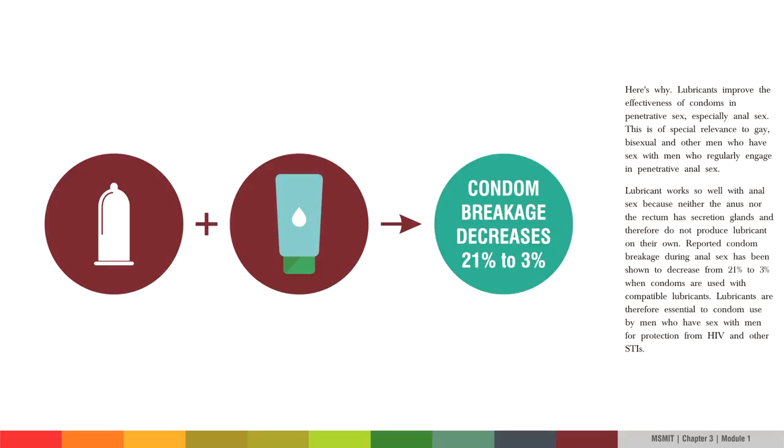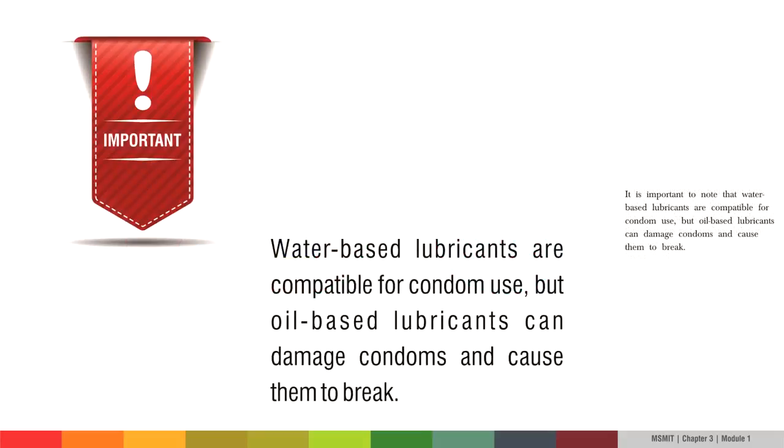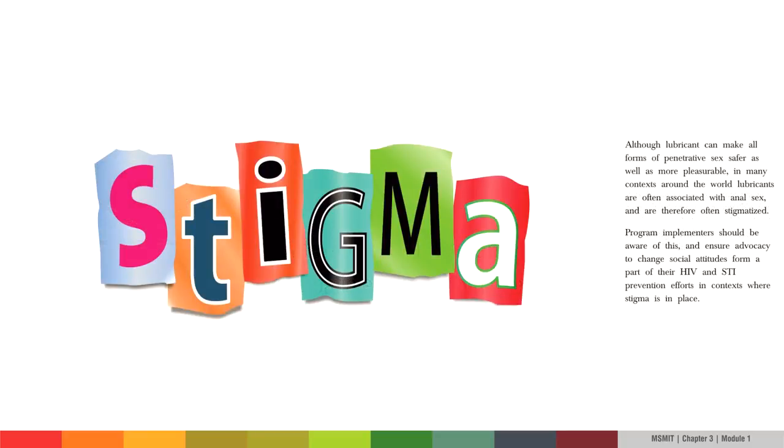Lubricants are therefore essential to condom use by men who have sex with men for protection from HIV and other STIs. It is important to note that water-based lubricants are compatible for condom use, but oil-based lubricants can damage condoms and cause them to break. Although lubricant can make all forms of penetrative sex safer as well as more pleasurable, in many contexts around the world, lubricants are often associated with anal sex and are therefore often stigmatized.